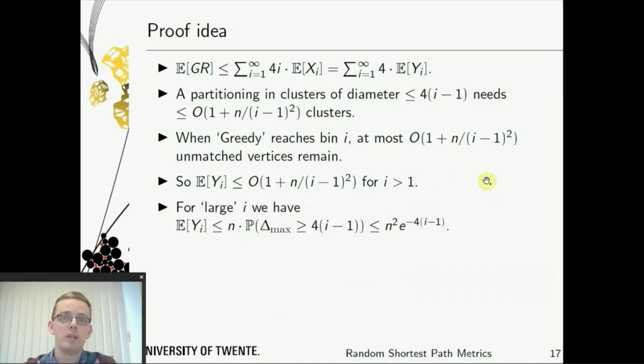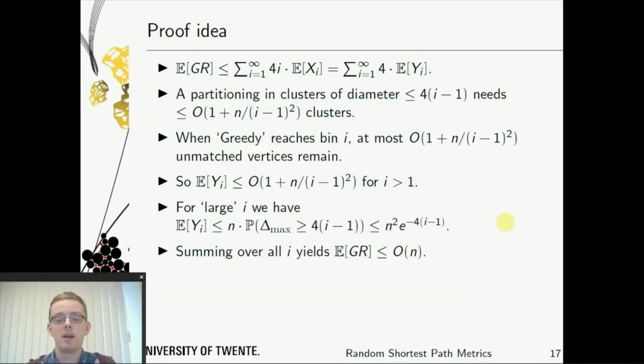For large i, we use the tail bound result from our toolbox to bound the expectation of y_i, which is this result, and in the end we sum over all i to get our final desired result that the expected value of the greedy heuristic is at most big O of n. And the constant approximation ratio now follows in a way that is similar to the 2-opt result earlier.